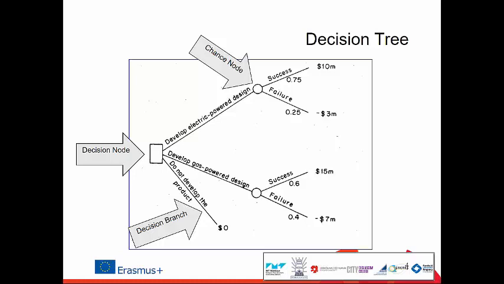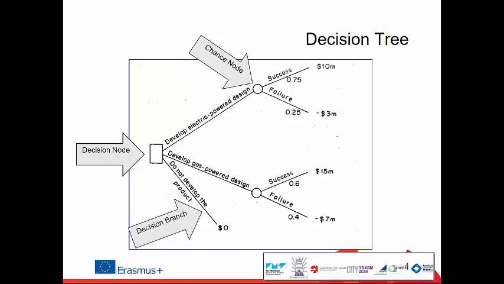In many cases, we will have more possible outcomes, and in some cases you would have hundreds or even thousands of possible outcomes. But then you would use a simulator, usually a Monte Carlo simulator, to deal with that type of problem. If we take this branch, develop electrical power design, and it's a success, then we have 10 million in payoff. Or we develop the electrical power design, and it's a failure, we lose 3 million. So this is the tree.